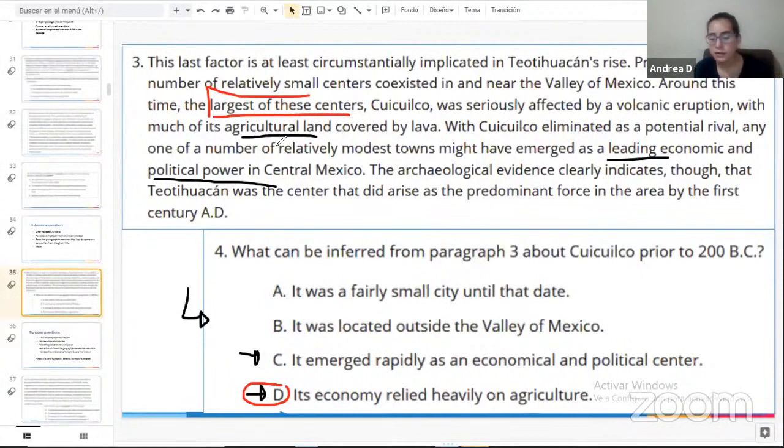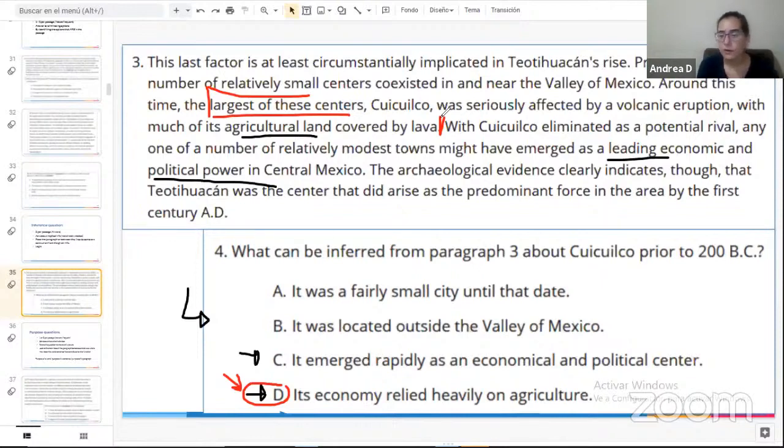So we know these three things. Cuicuilco was a great center. The agricultural land was covered by lava, so it was damaged and affected. And they went down. So something's missing. We are missing why they went down. You can place this sentence here: since Cuicuilco's economy relied heavily on agriculture, it was eliminated as a potential rival. That's the information that's missing.